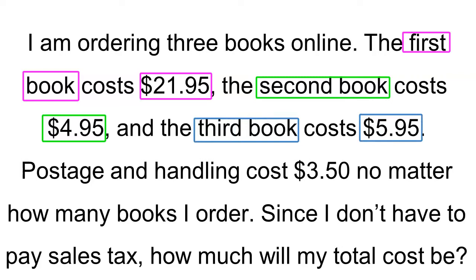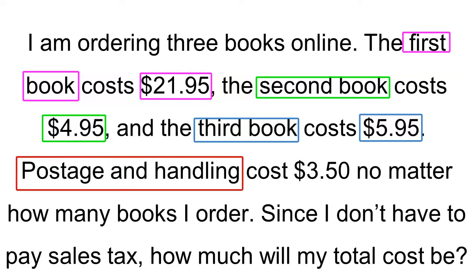So then it talks about postage and handling. Basically what that means is the cost to ship those books, no matter how many books we order. So it's not that each book costs $3.50. We have to pay a total of $3.50 no matter how many books we're ordering. So that postage and handling is a single cost of $3.50. That no matter how many books I order is telling me that I can order 50 books if I want, but it's only going to cost me $3.50 to ship them.